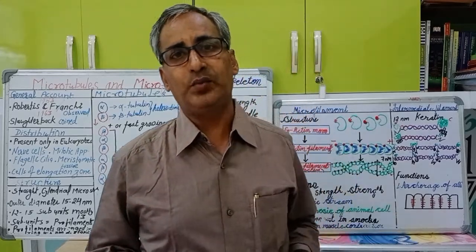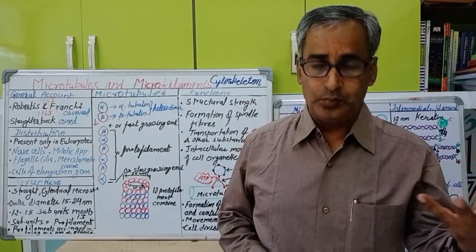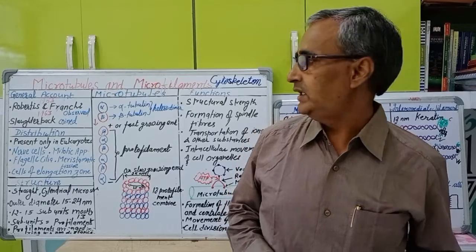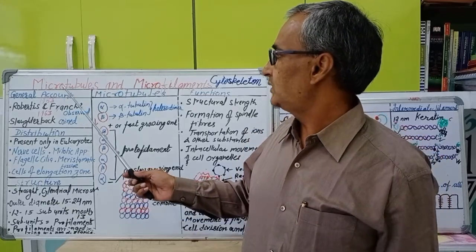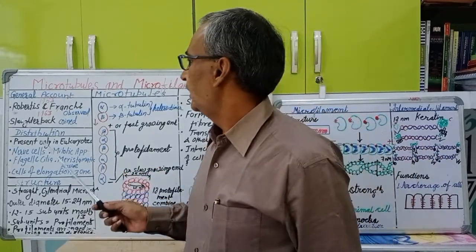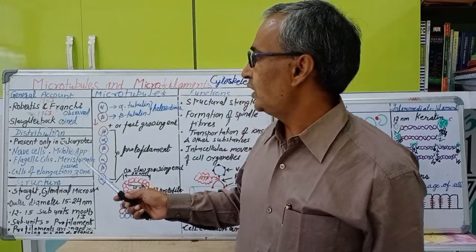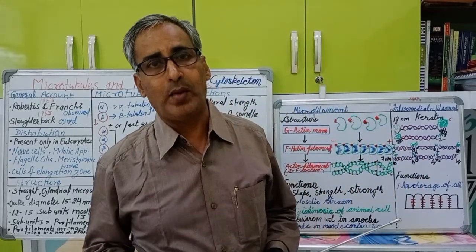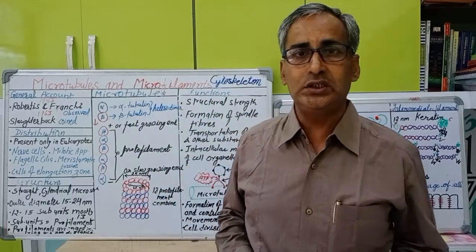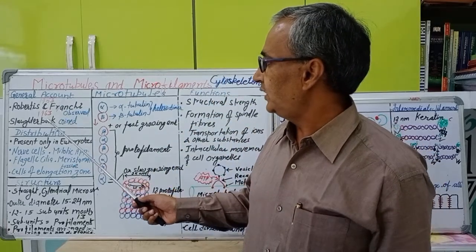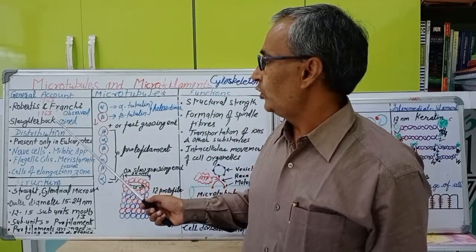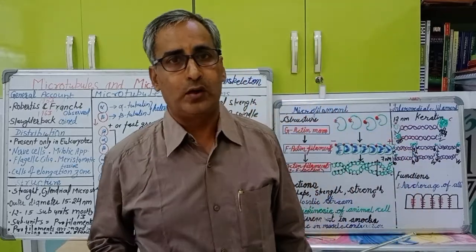So there are three types of components of the cytoskeleton present in the cells. Now we will discuss microtubules first. Microtubules were first observed in 1953 by De Robertis and Franchi, while the name microtubule was coined by Slautterback.